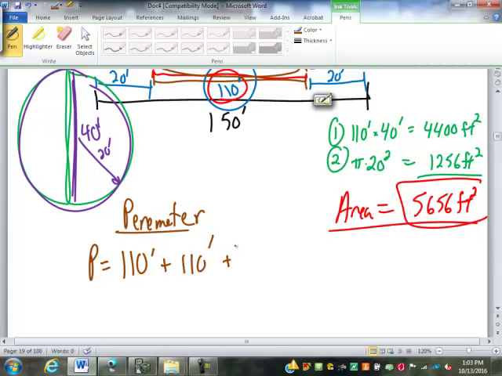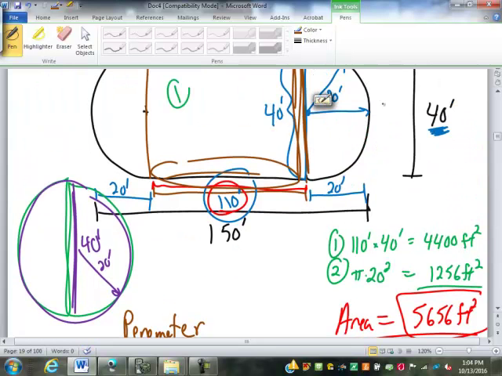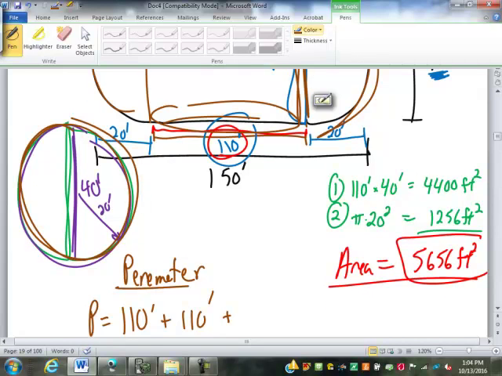Then what we have to add up is these half circles. Well, again, those half circles are just the distance around this full circle. That circumference is pi times 20 or 40? Pi times diameter for circumference. Pi times 40 for that one, which will be 125.6, right?